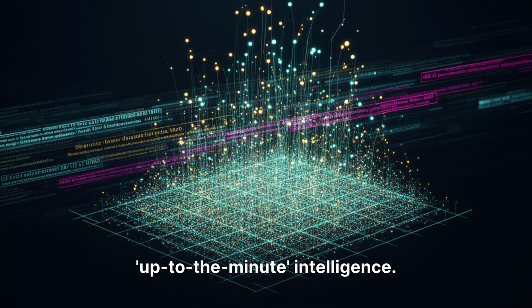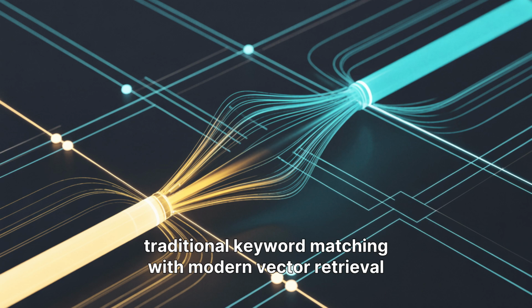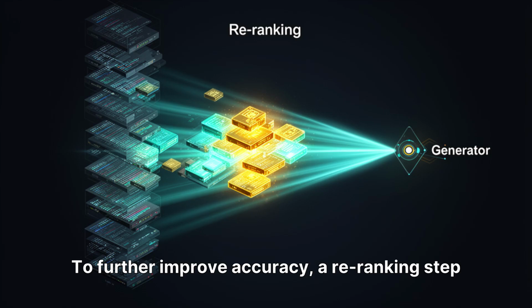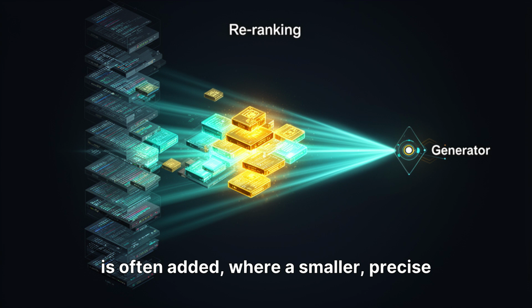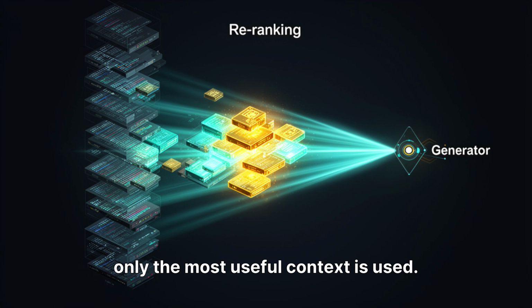Many production systems use hybrid search, combining traditional keyword matching with modern vector retrieval to handle both specific terminology and abstract concepts. To further improve accuracy, a re-ranking step is often added, where a smaller, precise model evaluates the retrieved chunks to ensure only the most useful context is used.